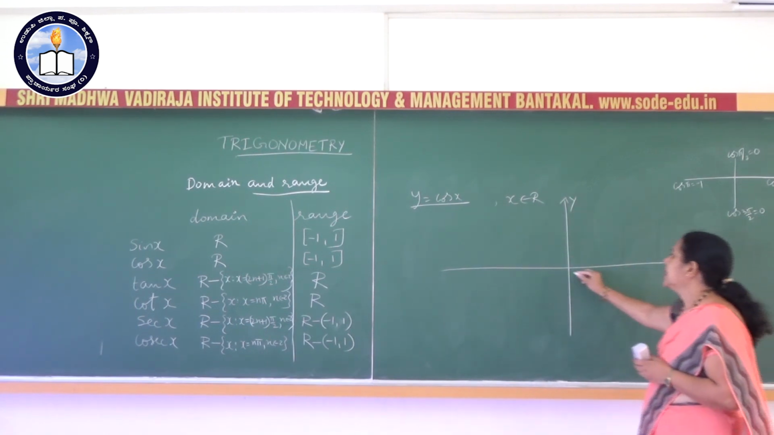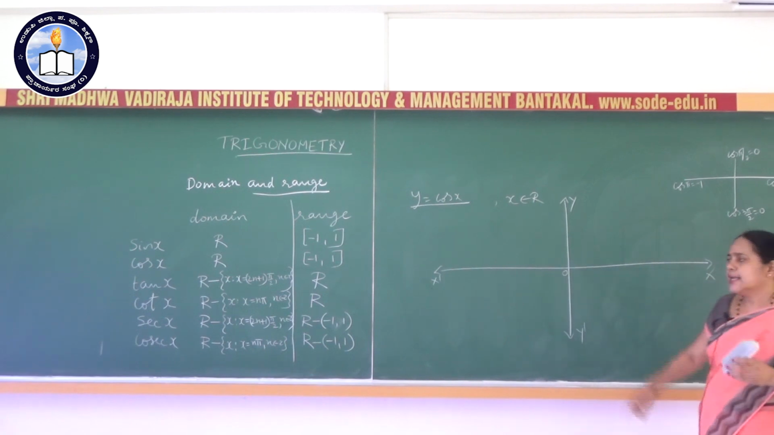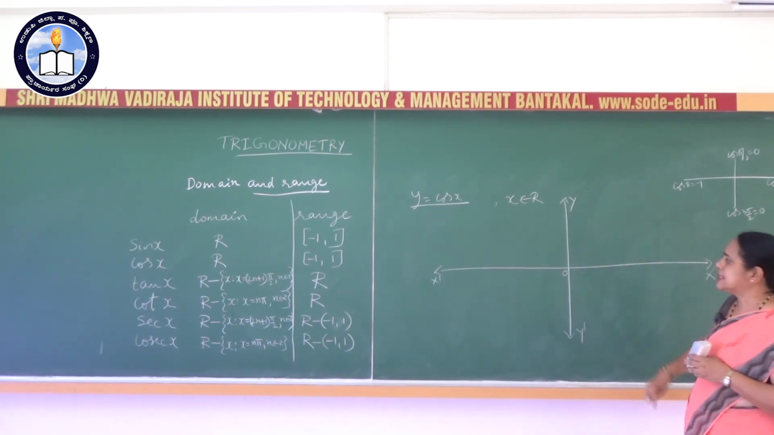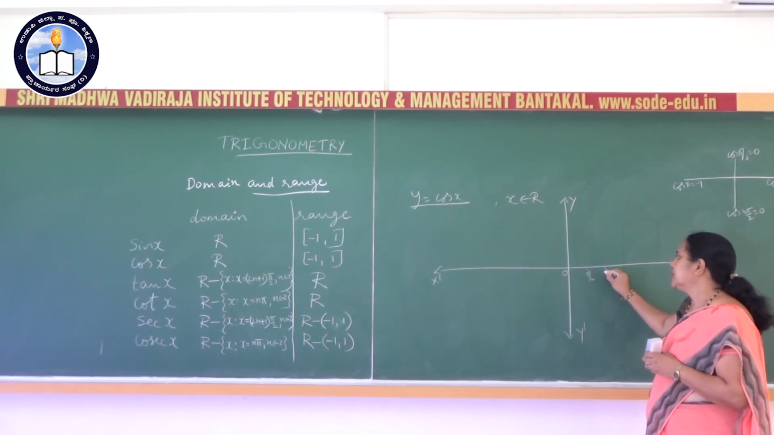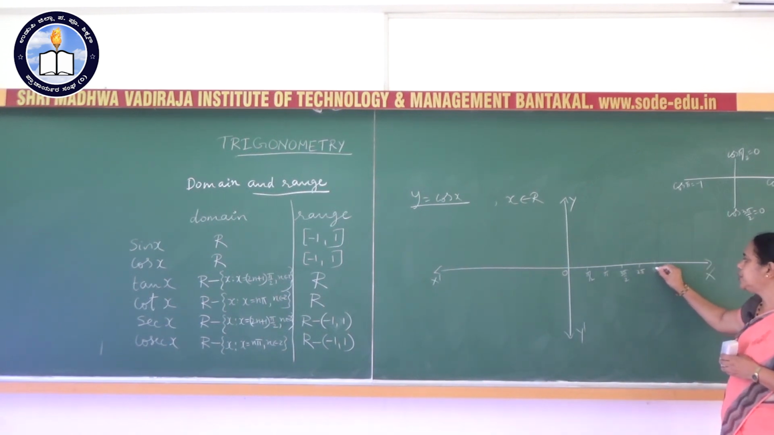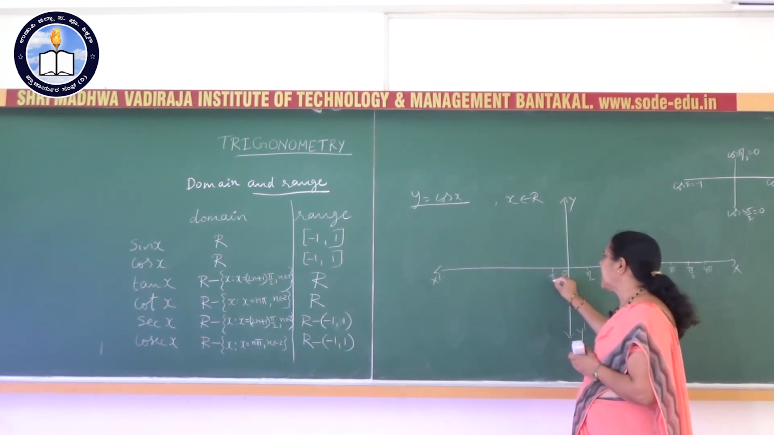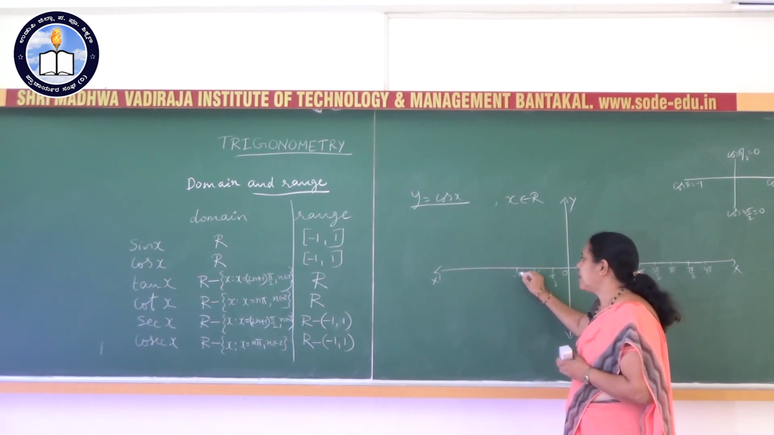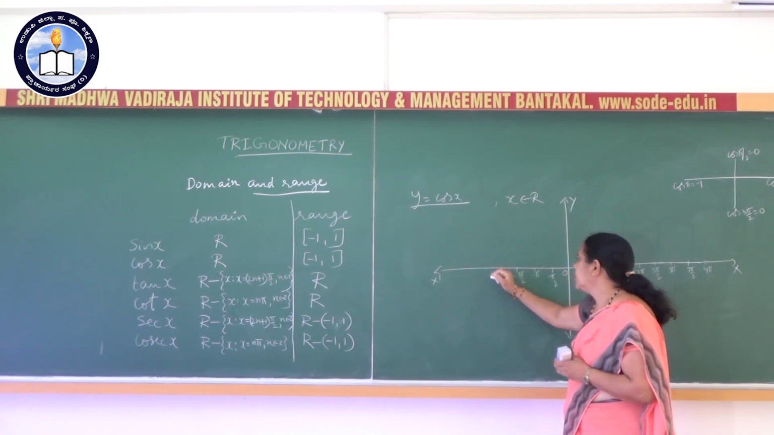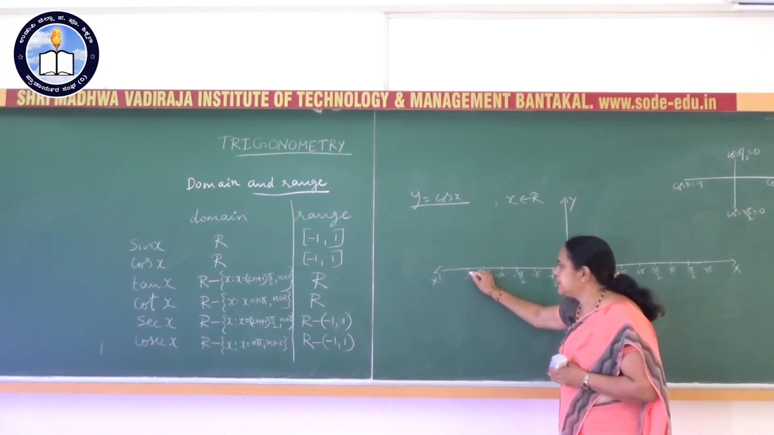Draw the axes x, y, 0, x dash, y dash. Let us take angles on the x-axis: pi by 2, pi, 3 pi by 2, 2 pi, 5 pi by 2, 3 pi, 7 pi by 2, 4 pi, etc. Here, negative angles: minus pi by 2, minus pi, minus 3 pi by 2, minus 2 pi, minus 5 pi by 2, minus 3 pi, etc.